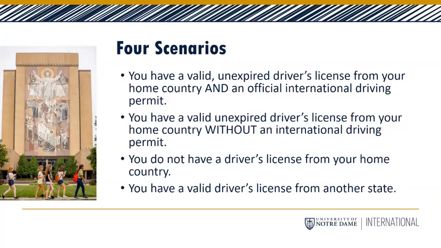Okay, so we have 4 different scenarios that we're going to go over briefly, and then I'm going to go over them more in depth after this slide. The first scenario is that you have a valid unexpired driver's license from your home country and an official international driving permit. Second, you have a valid unexpired driver's license from your home country without an international driving permit. Third, you do not have a driver's license from your home country. Or fourth, you have a valid driver's license from another state. Those are the 4 scenarios we will be discussing this afternoon.